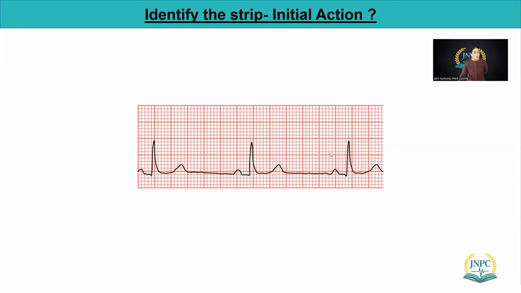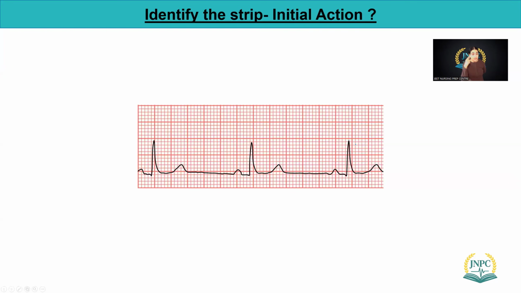So what can we do here? That's a QT prolongation. Do you see PQRST? In the last strip, I see the PQRST. How about here? PQRST, and then PQRST, and then PQRST. So the gap is kind of okay.